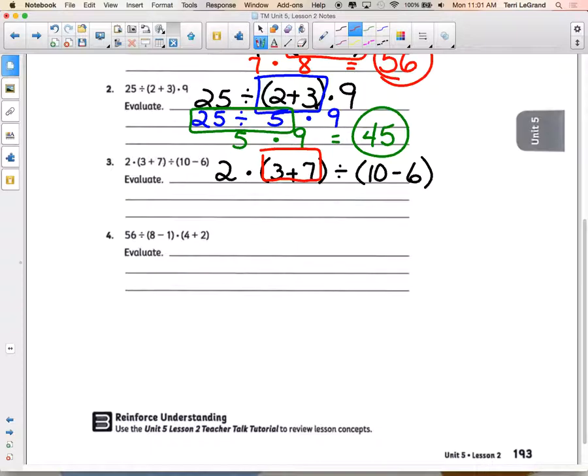Write the next line for us. Don't have to do any more boxing, but just finish that step. Finish with the rest of it divided by, in parentheses, 10 minus 6. Just write up the whole statement. Thank you.